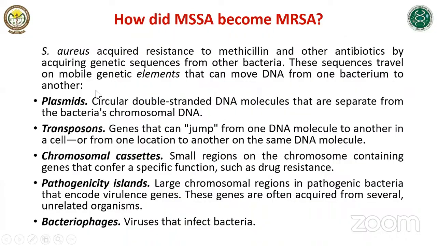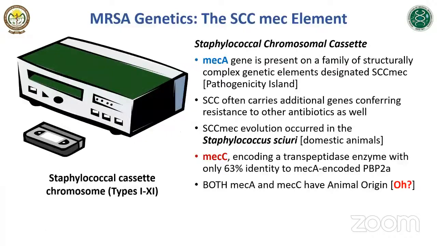So through mobile genetic elements, Staph aureus acquires resistance to methicillin and many other antibiotics, through plasmids, chromosomal cassettes, pathogenicity islands, or of course bacteriophages. So all these methods are there, out of which for MRSA, the SCCmec, the staphylococcal chromosomal cassette, is the most important. That is carrying the mecA gene, and this gene is present on a family of structurally complex genetic elements, which are designated as the staphylococcal chromosomal cassette mec. This is also a pathogenicity island because it is often carrying multiple genes conferring resistance to antibiotics also.